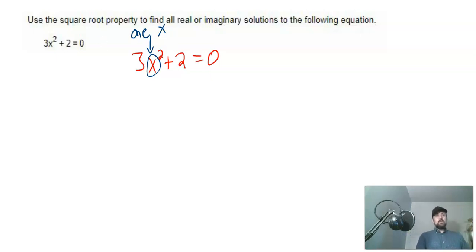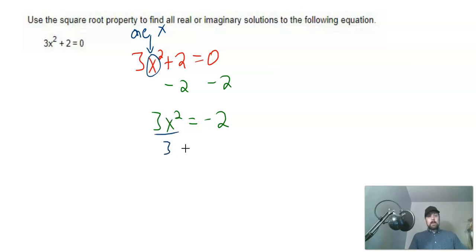And it works in the usual way, right? If I want to get x by itself, all the other stuff around it has to go. I'll start with the plus 2. I can cancel that out by subtracting 2 from both sides. So I get 3x squared equals negative 2. And then the next thing that needs to go is the 3. It's being multiplied to the x squared, so I can cancel it out by dividing 3 on both sides. The 3's cancel out here, and we get x squared equals negative 2/3.